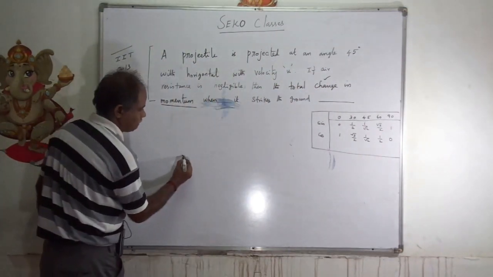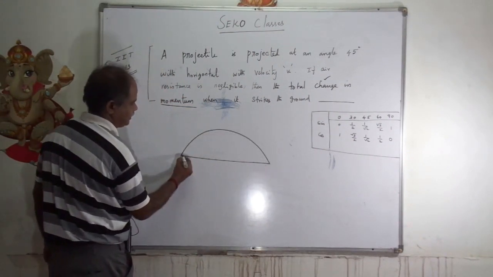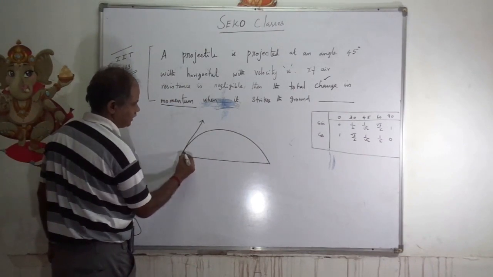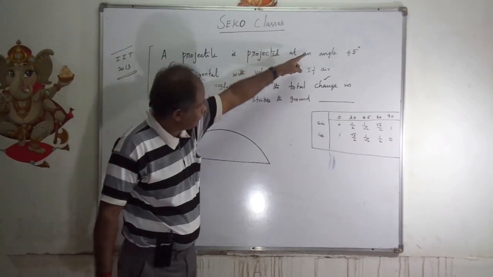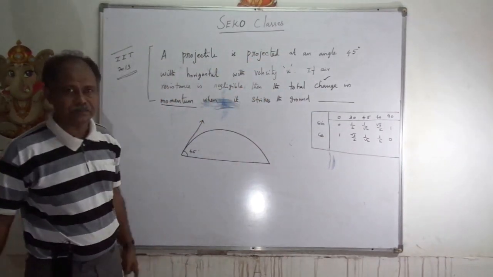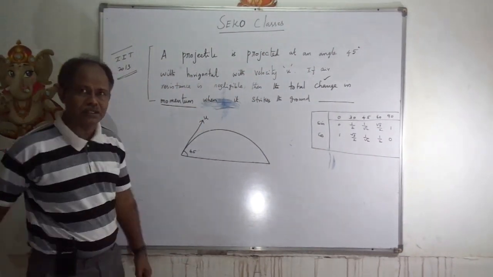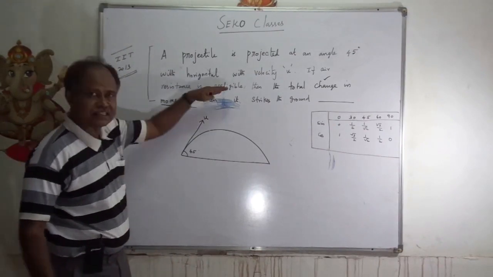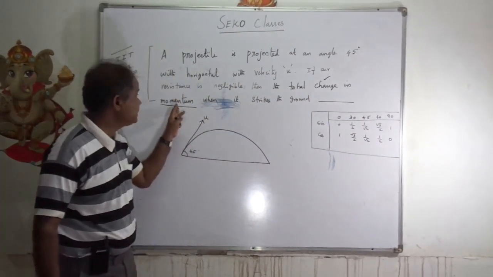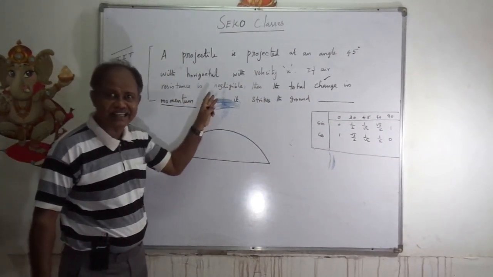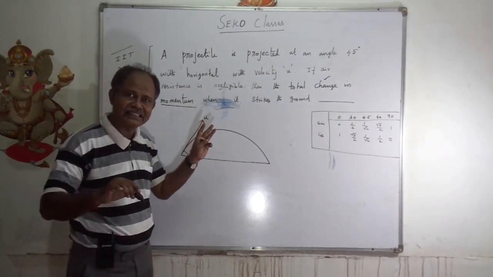A projectile is projected at an angle of 45 degrees with the horizontal and initial velocity u, and air resistance is negligible. We are asked to find the value of the total change in momentum when it strikes the ground.